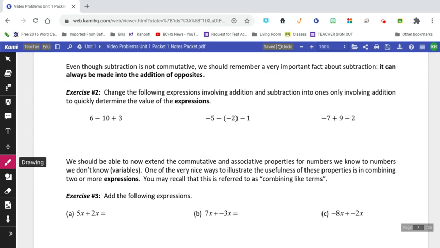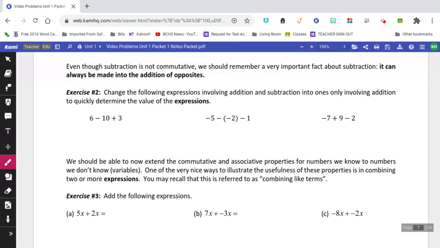Even though subtraction is not commutative, we should remember a very important fact about subtraction. It can always be made into the addition of opposites. Okay. Now, you don't have to do this when you're solving a problem. Some people prefer not to. Again, you're going to have your calculators, but this can sometimes help, especially if you have a hard time adding and subtracting negatives, if you don't have a calculator.